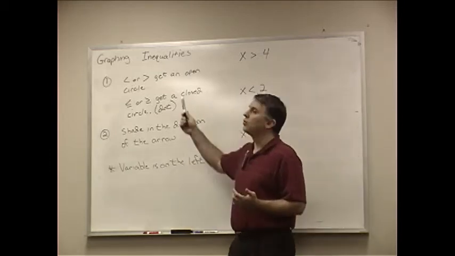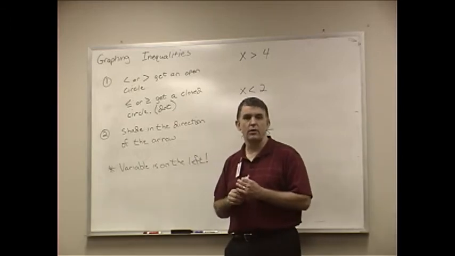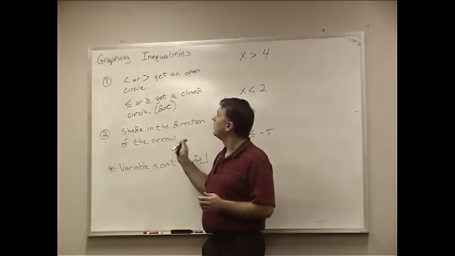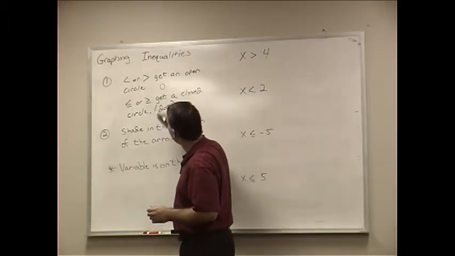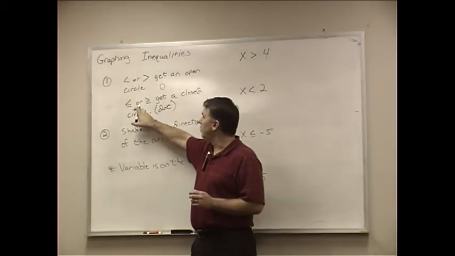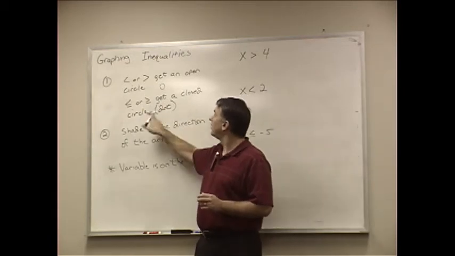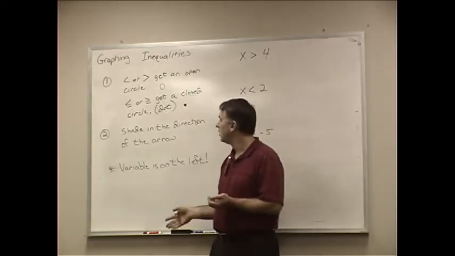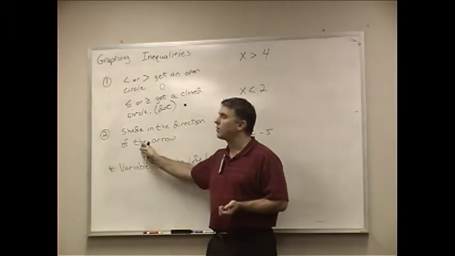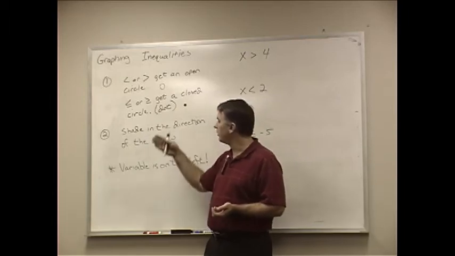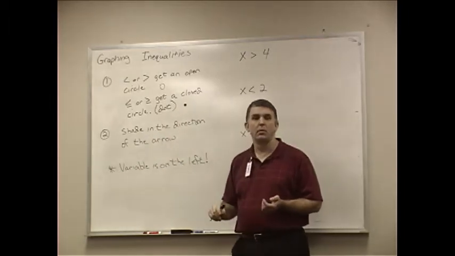All right, a few rules first, and I'll explain where these rules come from. If it's less than or greater than, it gets an open circle. The open circle is where you can actually see the inside of it. If it's less than or equal to or greater than or equal to, it gets a closed circle, and with the closed circle, we literally fill it in, call it just a dot. And you shade in the direction of the arrow. And all of this, as far as rule number 2 goes, is predicated on the variable being on the left.